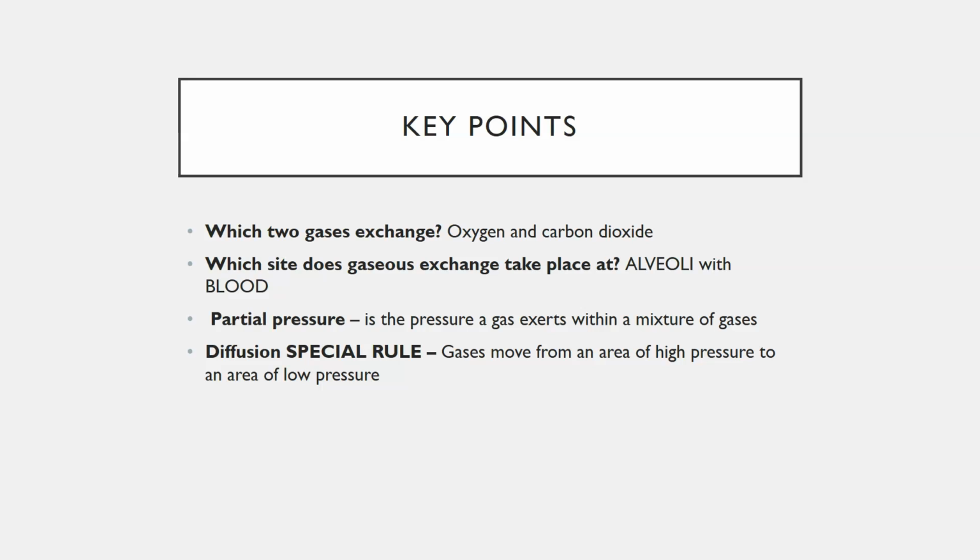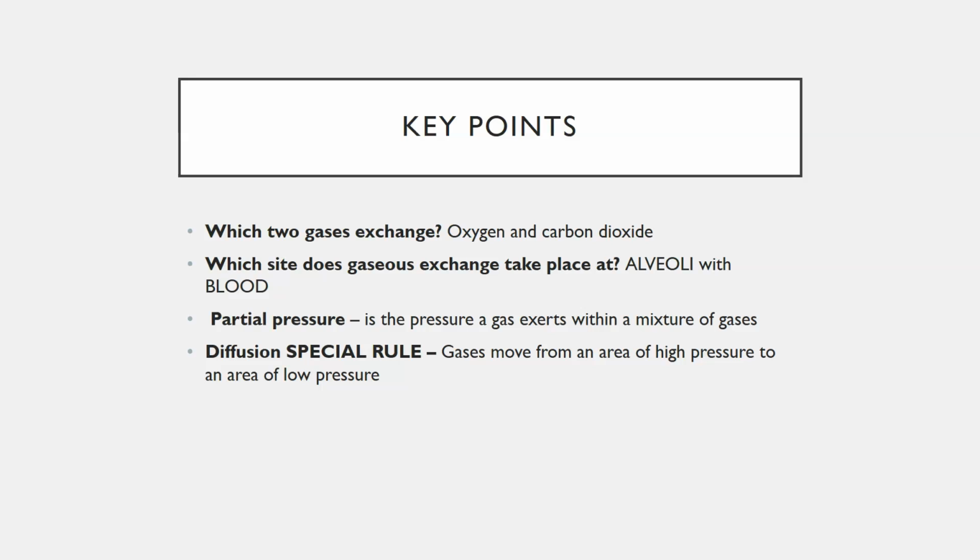So what I want you to get down for me, please, just write this down. Which 2 gases exchange? Oxygen and carbon dioxide. Which site does gaseous exchange take place at? The alveoli with the blood. What is partial pressure? Now this is important. Partial pressure is the pressure a gas exerts within a mixture of gases.